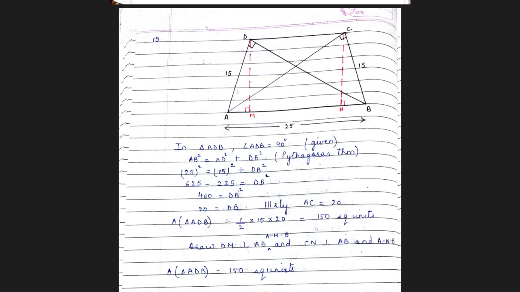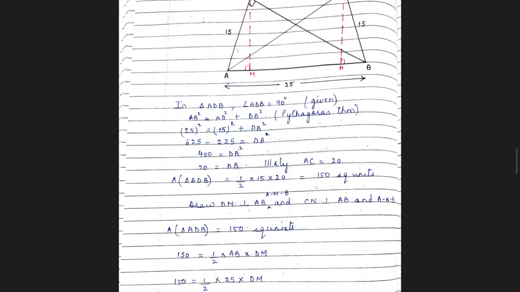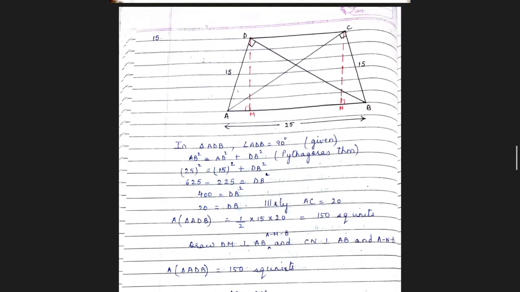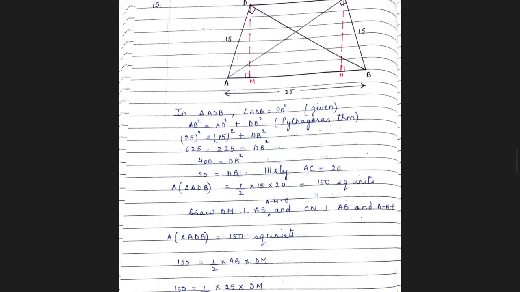Now I know the area of triangle ADB is 150 square units. We have already found that out. So what we'll do is find the area of triangle ADB in a different way also. So 150, which is the area of triangle ADB, is equal to half into the base AB into the height DM. If I consider DM to be the height of triangle ABD, I can write it as half into AB into DM.